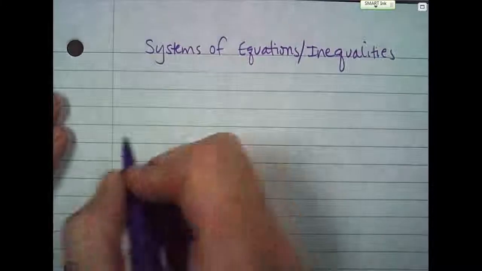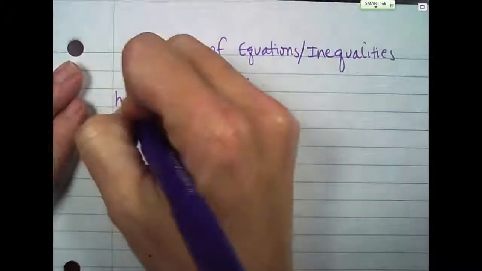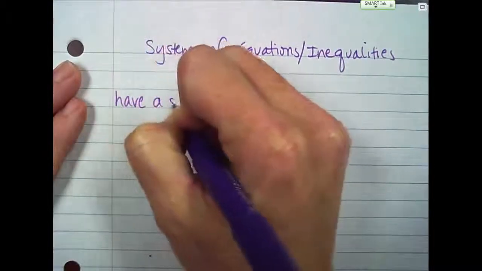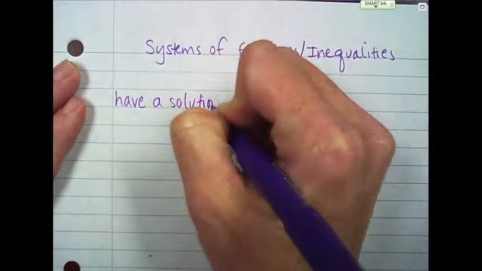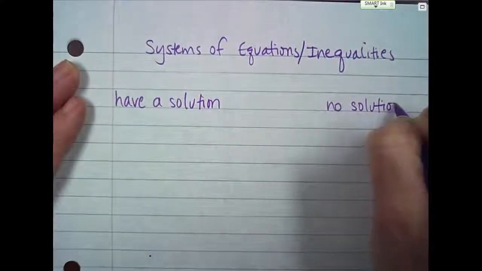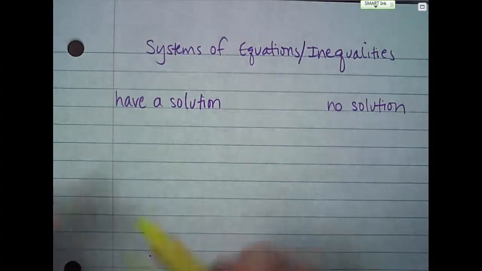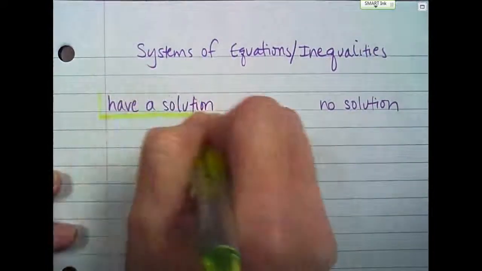Okay, we have two scenarios going on when you have equal. Either A, they have a solution, or B, there's no solution. Nice and high tech, right? You have an answer or you don't. Okay, but of course we can't leave it like that, right? So now we're going to talk a little bit more specifically about what that means.